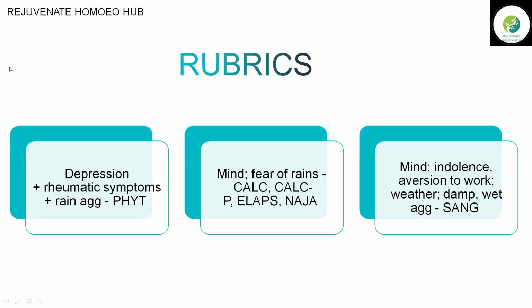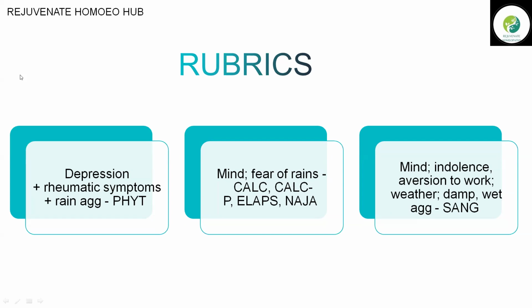Why, in the rubric mind fear of rains, are there two snake remedies, that is Elaps and Naja, and under them Calcarea carb and Calcarea phos? Calcarea develops this fear of rains due to insecurity and the protection which comes from the oyster shell. That is the main theme or core of Calcarea carb.